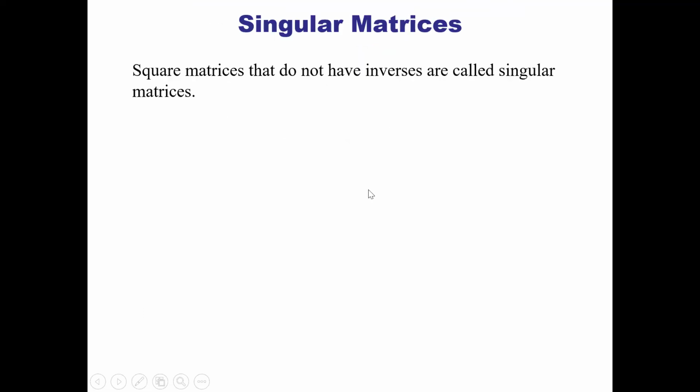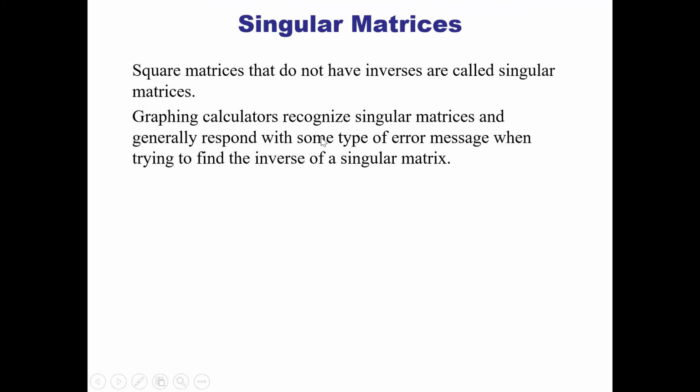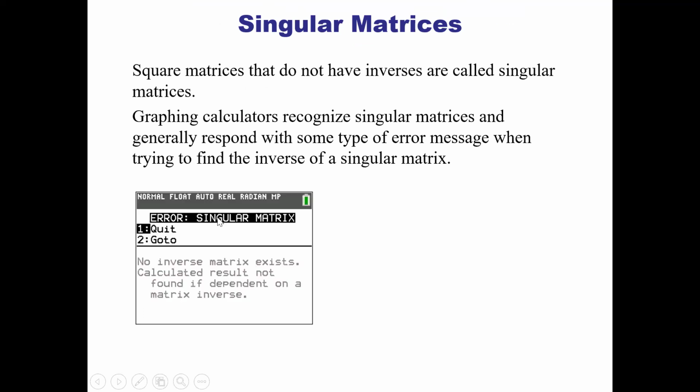All right, so square matrices that don't have inverses, again, like I said, are called singular matrices. And graphing calculators actually recognize this and respond with some kind of an error message. So depending on your calculator, it's going to say something's an error. In this case, it actually says it's a singular matrix. And so therefore, when you're saying find the inverse, it'll say no such thing exists. It's a singular matrix, and so no inverse exists. So that's going to be what happens if you do that.